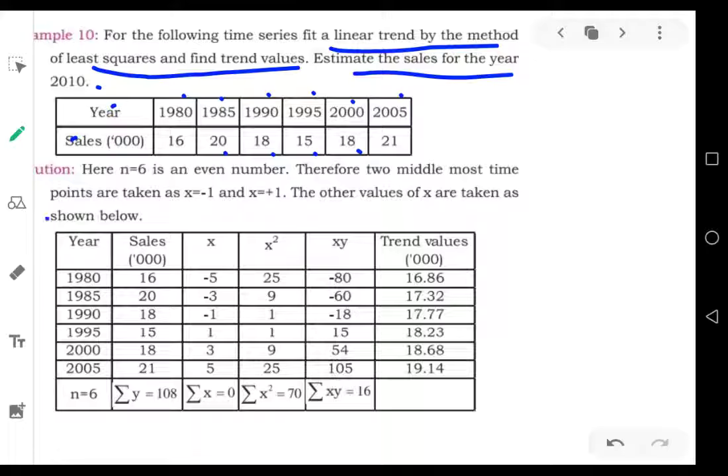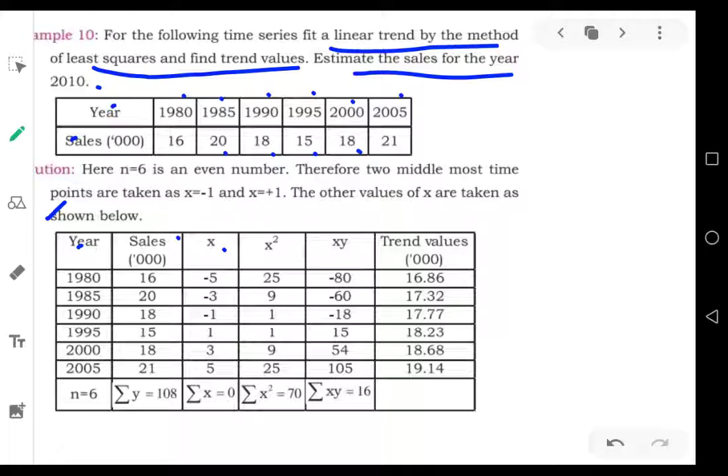So with this information we are going to calculate trend values by first degree equation, that is least square method. Now let's go to the solution part. Draw the solution table. The first column should be years as it is from 1980 to 2005. Then sales, take the figures from the question as it is. And the most important part now, assignment of x values. I said we will assign the x values ourselves. How do we assign them? We should assign x values in such a way that summation x should be equal to 0.